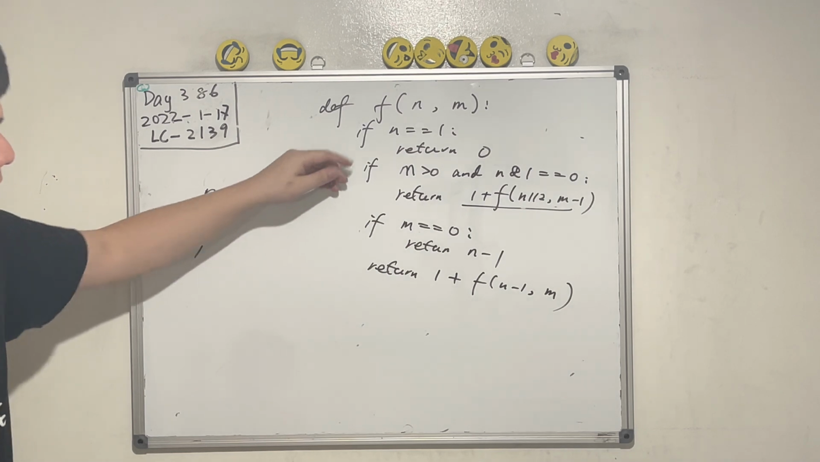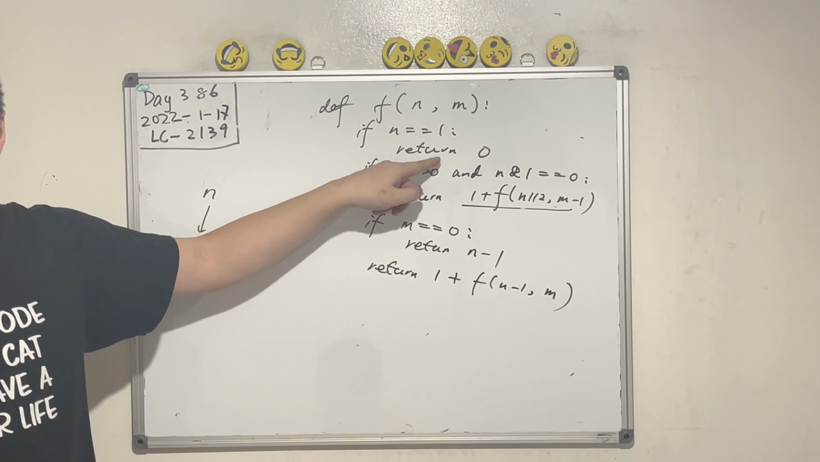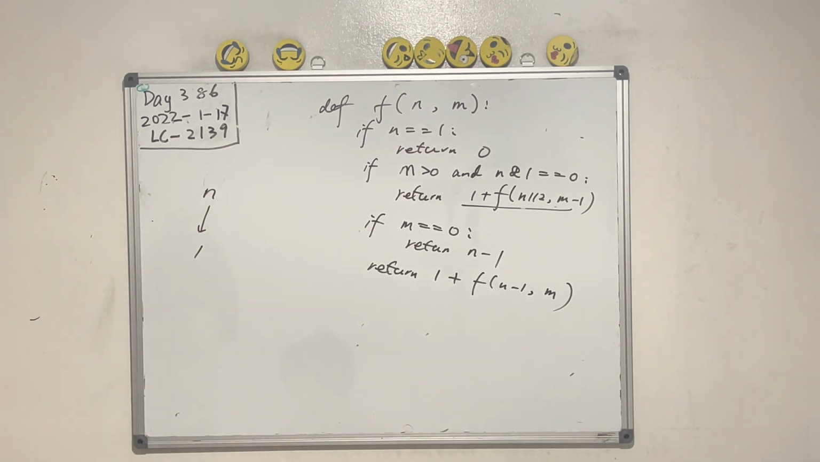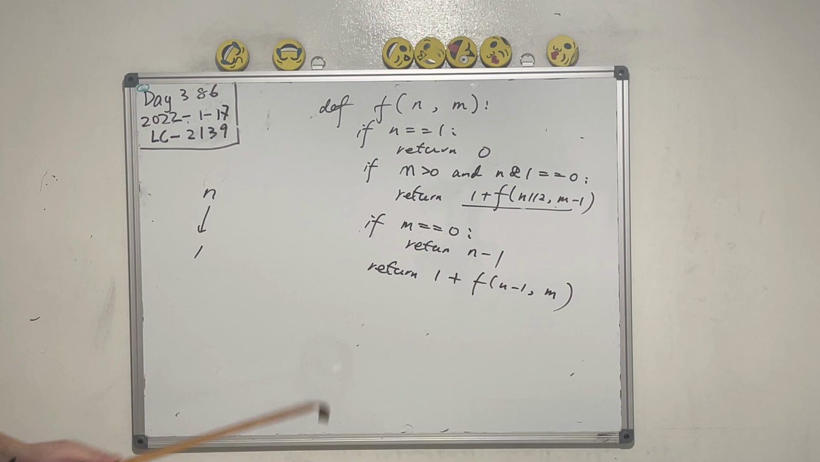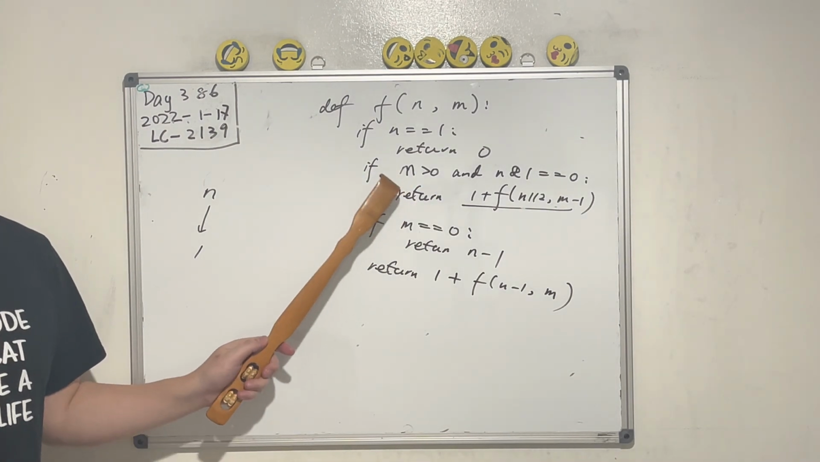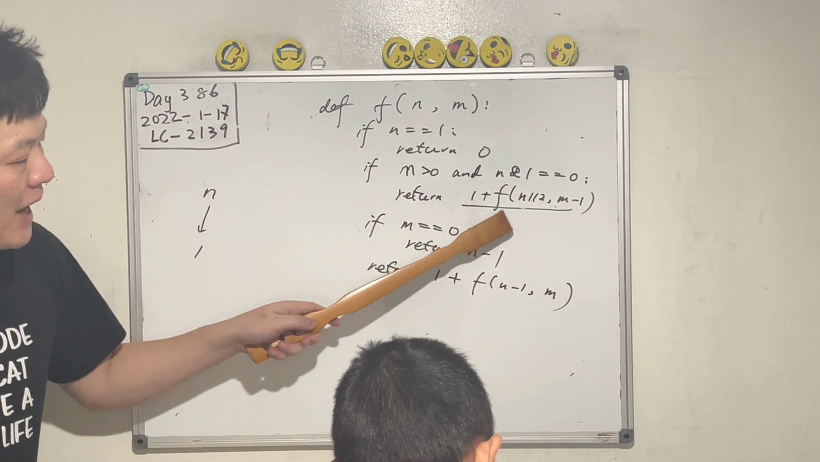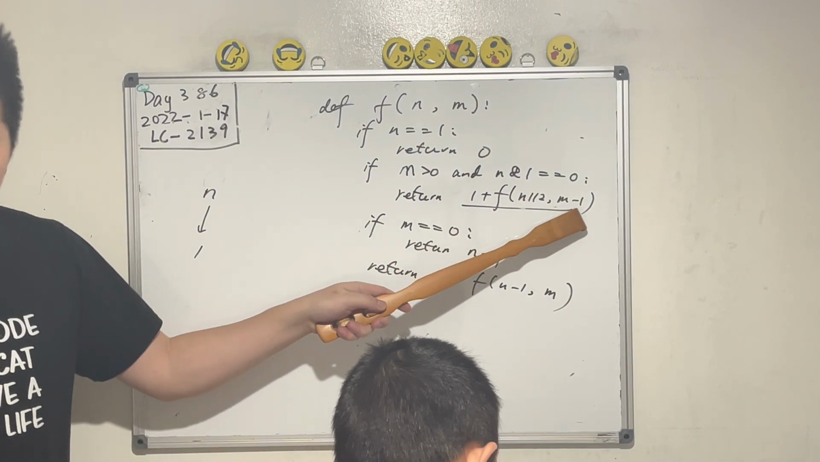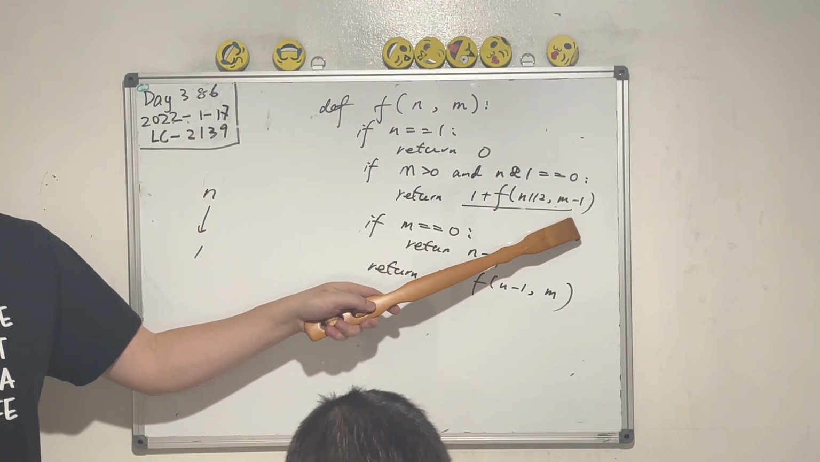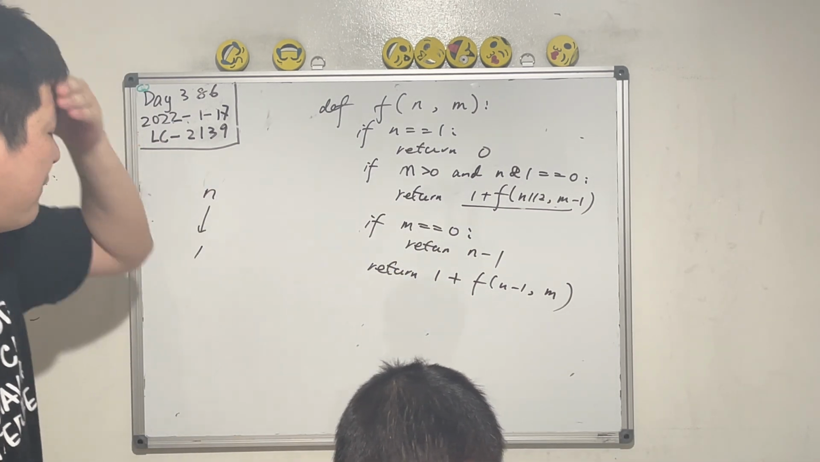Okay, can I repeat this? If number is 1, we reach the destination. Look, if n is 1, return 0. If m is bigger than 0, we have divisions to do, and n is an even number, then return 1 plus this. We have divided by 2, so this is the new target, and m minus 1, because we have used one division.